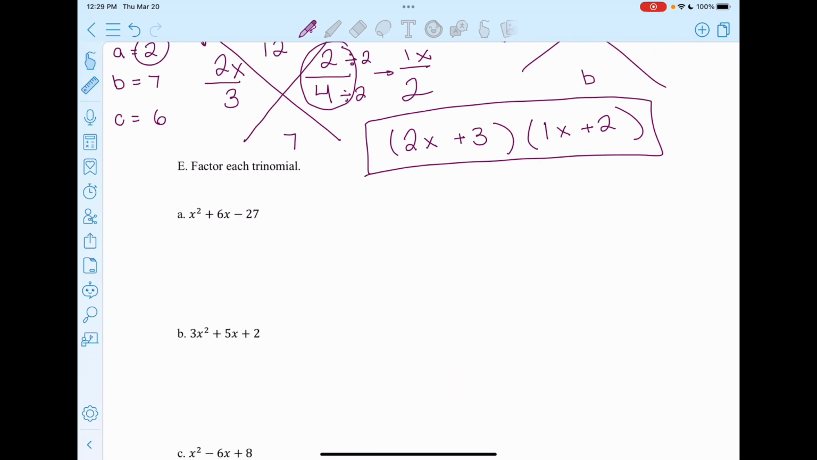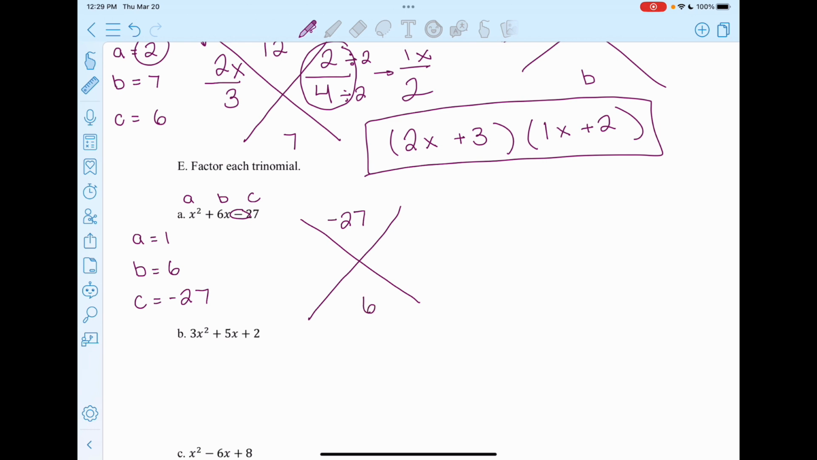Starting off with labeling my a, b, and c values. So here a is equal to 1, b is equal to 6, and c is equal to negative 27. Make sure if you see a subtraction sign that you make your value negative. On the top of my magic x is going to go negative 27, and on the bottom is 6.